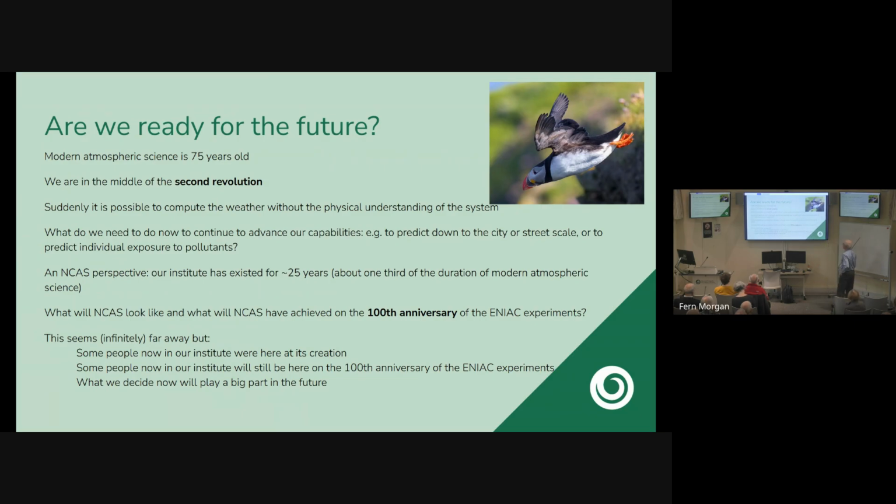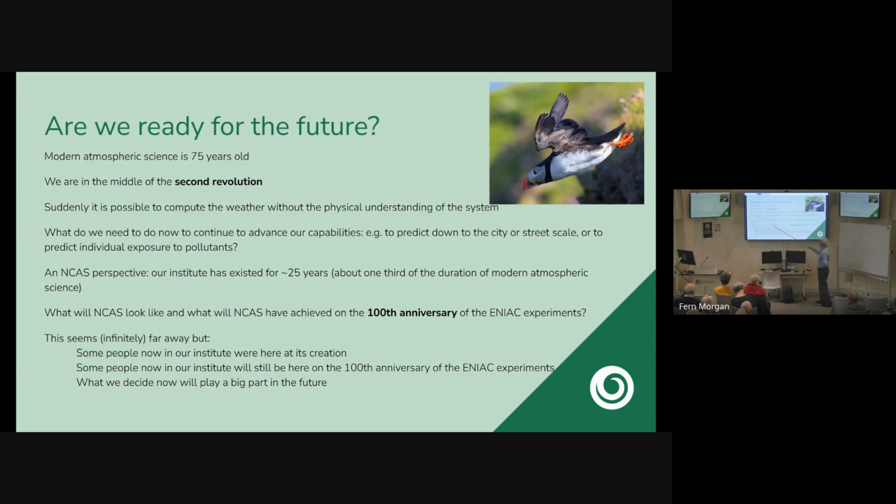What do we want to do? We'd like to be able to advance capabilities, particularly to do things that predict down to the city, down to the street scale. And that's not changed. Whether AI offers a way of doing that or not remains to be seen.